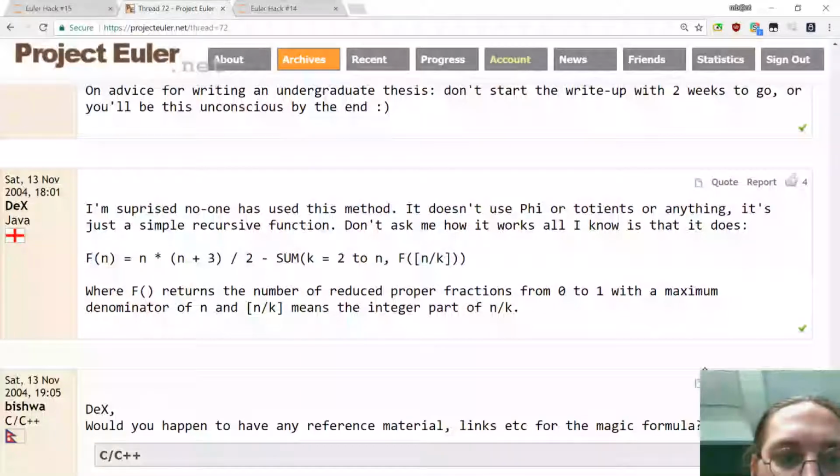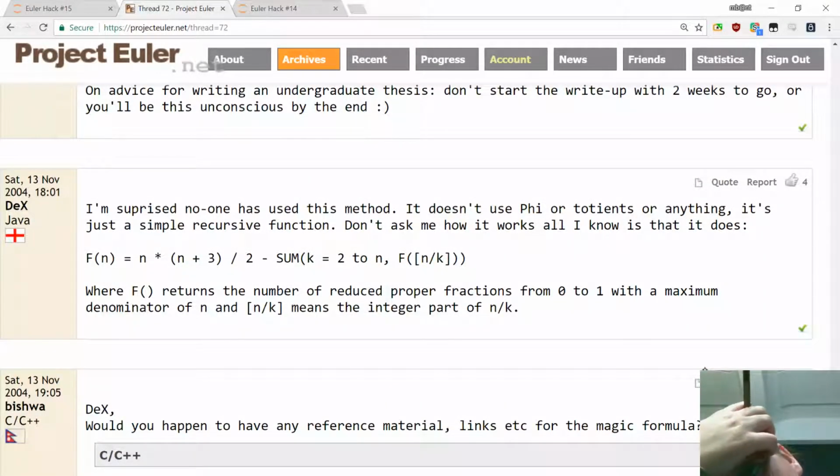Okay, I'm surprised no one has used this method. It doesn't use phi or totient or anything. It's just a simple recursive function. Don't ask me how it works. It doesn't use phi or totient, where f returns the number of reduced proper fractions from 0 to 1 with a maximum denominator of n.